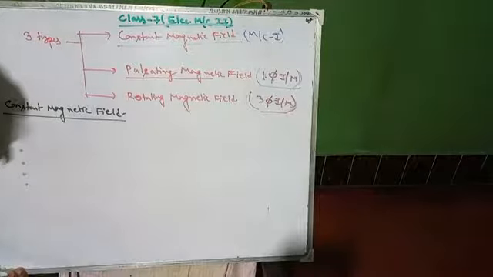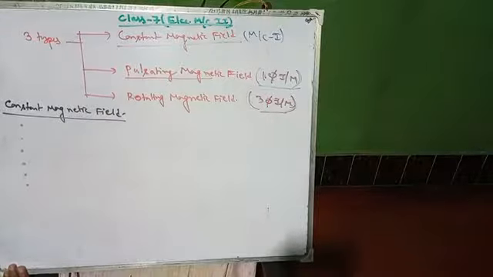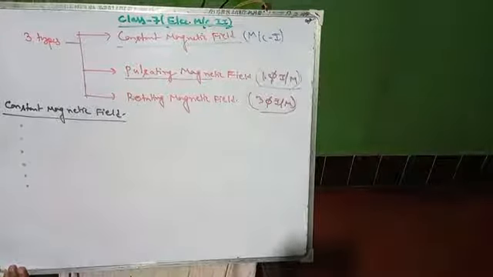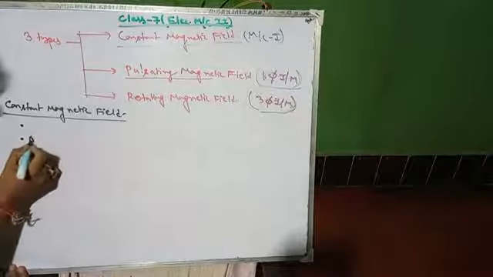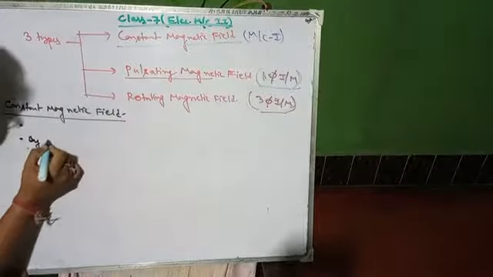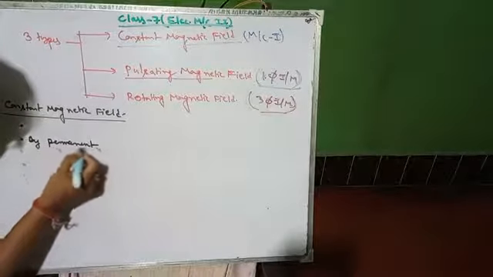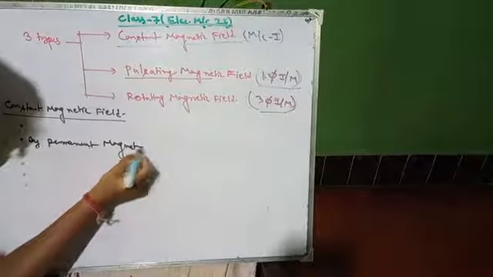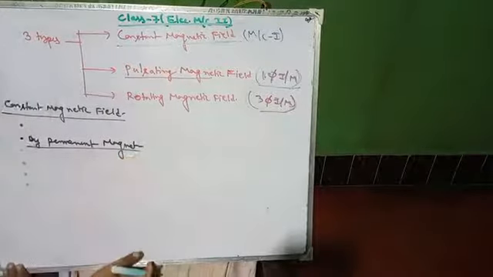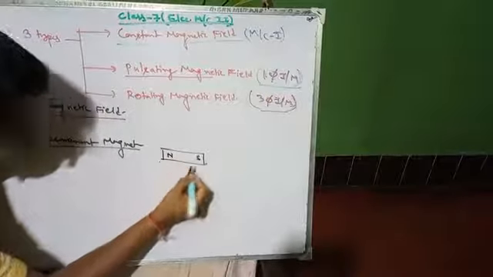Okay, so in this first point, you have to learn this one. And in case of the second point, that is how the magnetic field is produced. In the second point, write first, by permanent magnet. So what is the permanent magnet? Suppose you are taking a bar magnet, north pole over here and south pole over here.